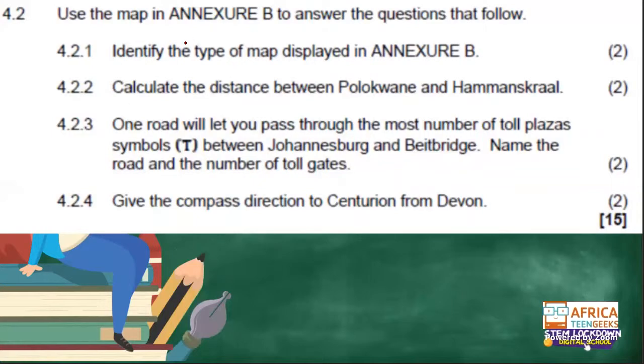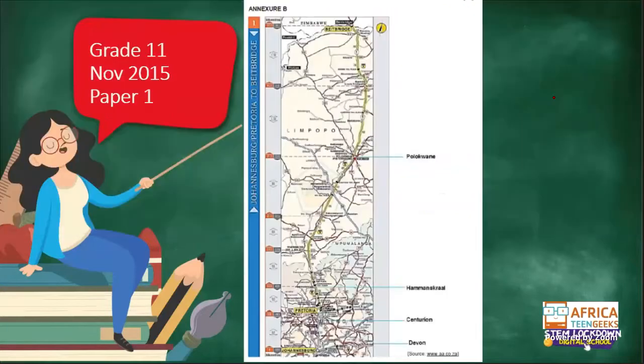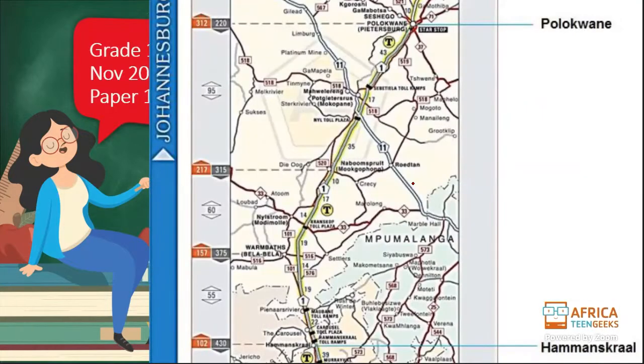Okay, next question. Calculate the distance between Polokwane and Hammanskraal. So underline Polokwane and Hammanskraal. We need to identify Polokwane and Hammanskraal. There's Polokwane, there's Hammanskraal. Because it's not clear, I've actually zoomed it for you. I want you to tell me what is the distance between these two towns. Use this map to tell me the distance between Polokwane and Hammanskraal.